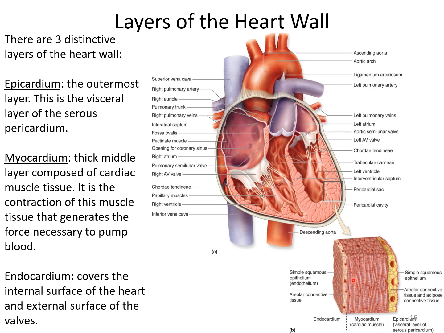As you move further in, you get to the myocardium. The myocardium is the thick middle muscular layer. It's made up of cardiac muscle tissue. It's the contraction of this layer that generates the force necessary to pump the blood out of the chamber. And then you have the endocardium here. The endocardium lines the internal surface of the heart, and it also lines the external surface of the valves. So you would find it lining this surface and then lining the surface of the valves.